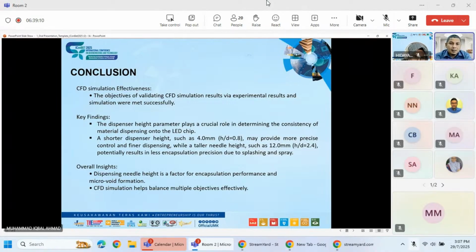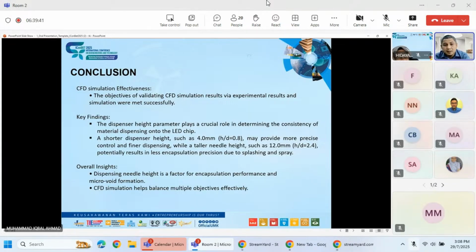Okay, I just want to highlight the CFD capabilities. I do have various parameters, but here it is the dispensing height. We are validating that the CFD model is a reliable model, with a close match between simulation and experiment, with deviations close to 10%.